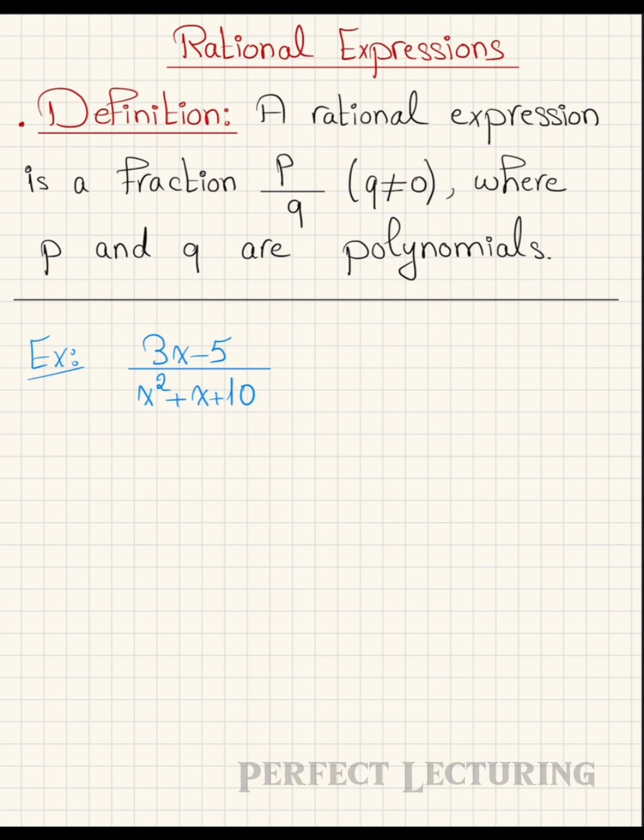Well, it is simply a fraction p over q, where q is not equal to 0. Of course, the denominator cannot be equal to 0, where p and q are both polynomials. So that's the condition. So for example, this is a rational expression.